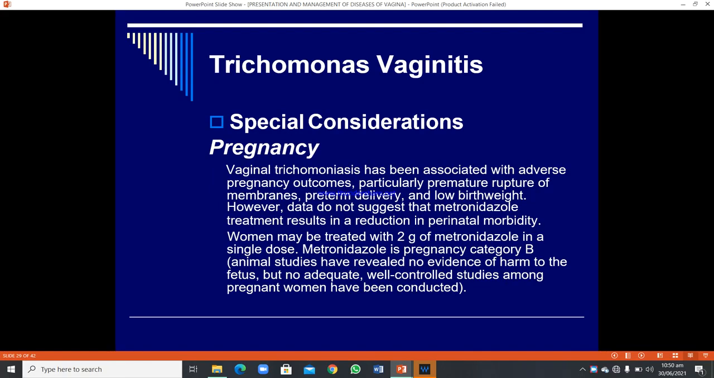Now, special considerations. In pregnancy, vaginal trichomoniasis has been associated with adverse pregnancy outcomes, particularly premature rupture of the membranes, preterm delivery, and low birth weight. However, data do not suggest that metronidazole treatment results in a reduction in perinatal morbidity. Women may be treated with 2 grams of metronidazole in a single dose. Metronidazole is pregnancy category B. Animal studies have revealed no evidence of harm to the fetus, but no adequate, well-controlled studies among pregnant women have been conducted.